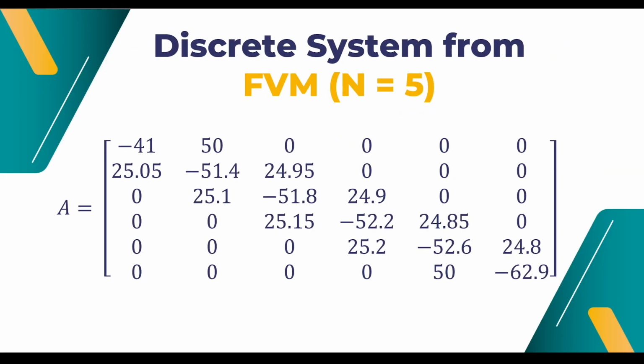Here is the matrix resulting from the finite volume method for n equals 5. If you compare it to the finite difference matrix Pablo showed earlier, the structure is nearly identical. Both methods preserve the tridiagonal characteristics of the 1D diffusion equation.